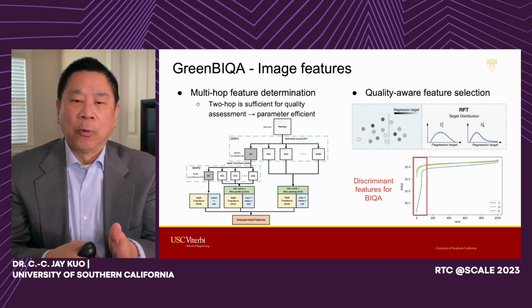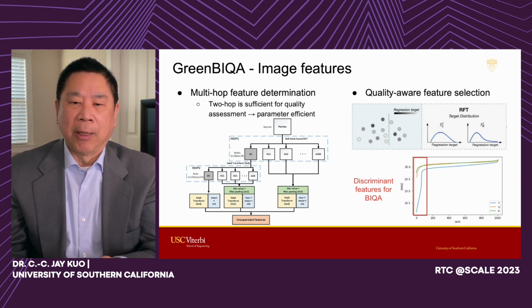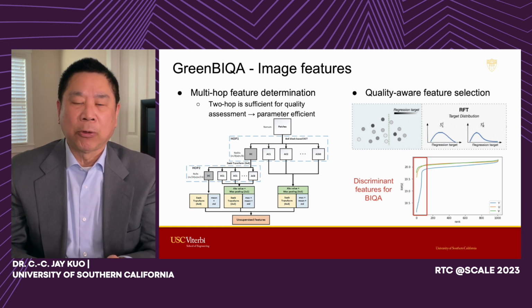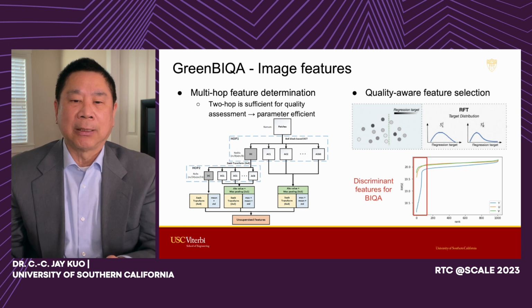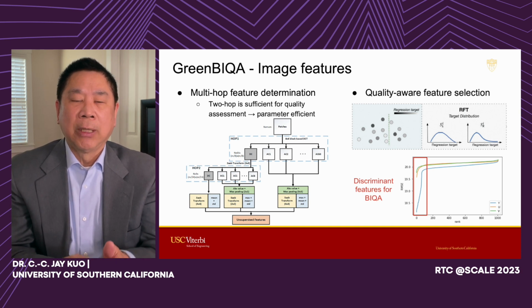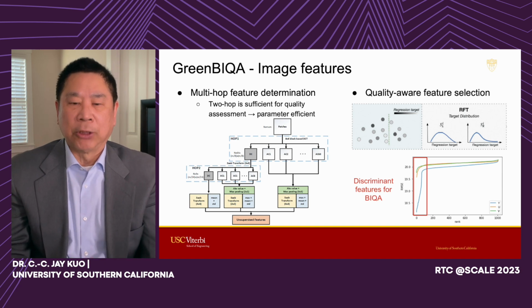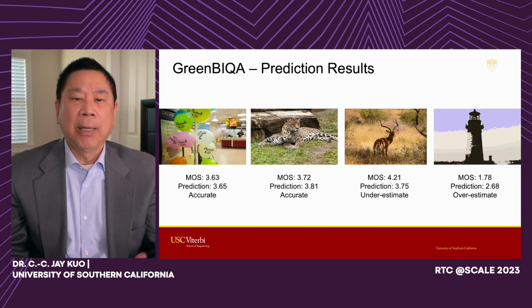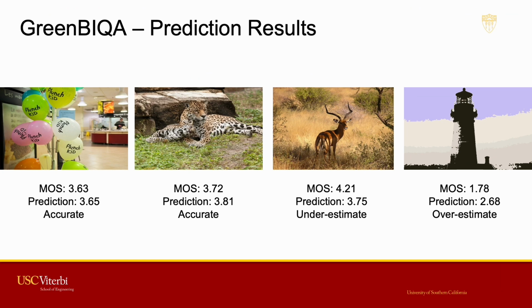And then we have many features as shown in the right bottom. We rank order them by mean square error from the lowest to the highest. And then we choose those features with a lower mean square error. Those are called discriminant features. So we select those and do the regression. So this is a predicted result. For the left 2 images, we have very nice prediction. It's very close to the user mean opinion score.